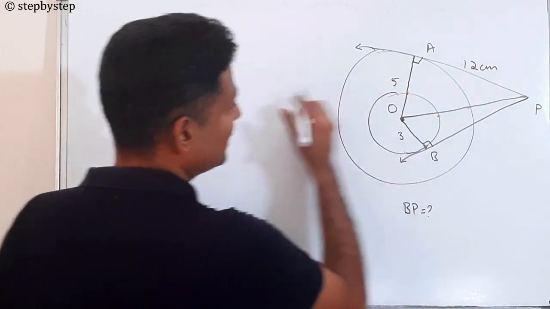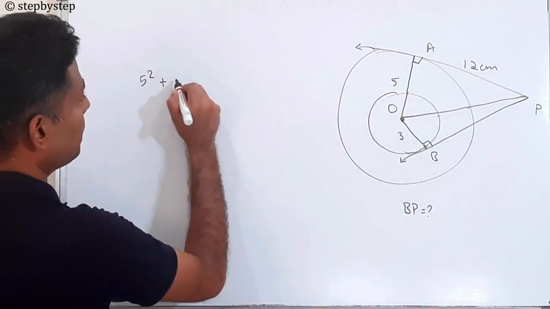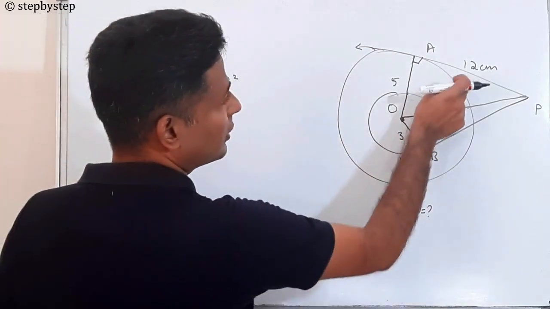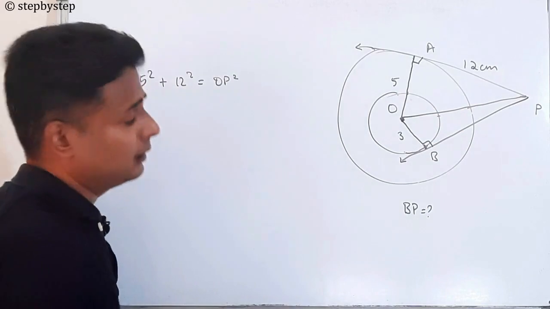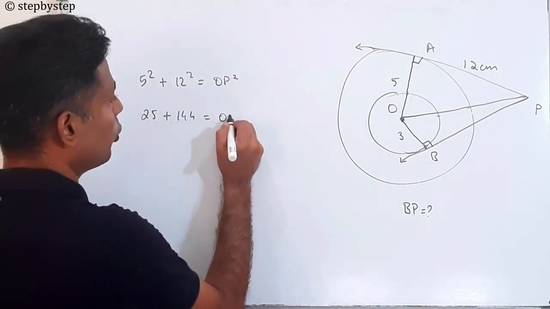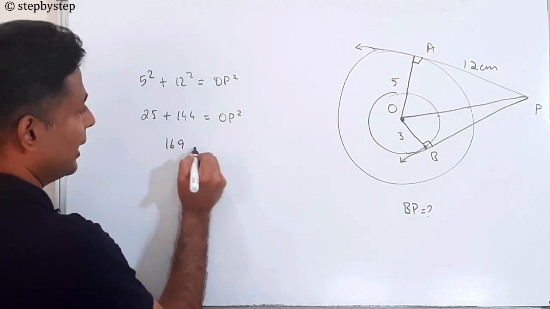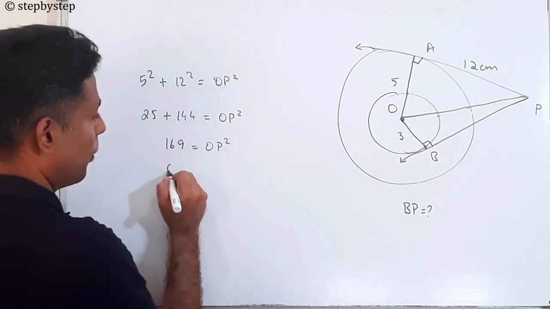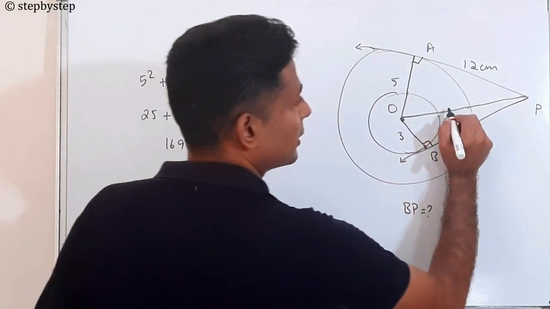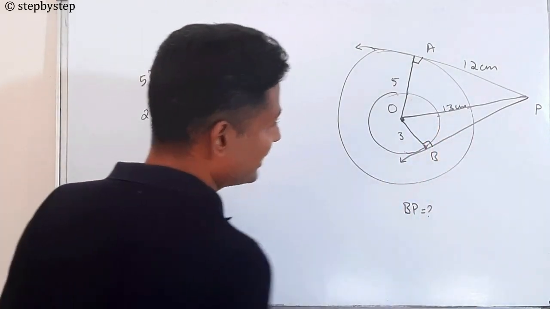So using Pythagoras theorem, what do we get? 5 square plus 12 square equals OP square. So this square plus this square equals hypotenuse square. So 5 square is 25, 12 square is 144, equals OP square. So we get 169 equals OP square. So OP is root of 169, which is 13 centimeters. So we got this as 13 centimeters.